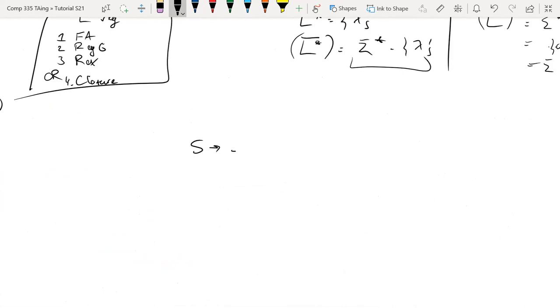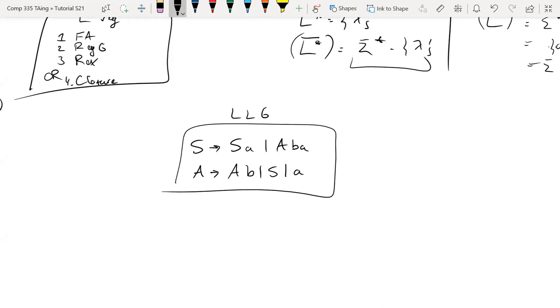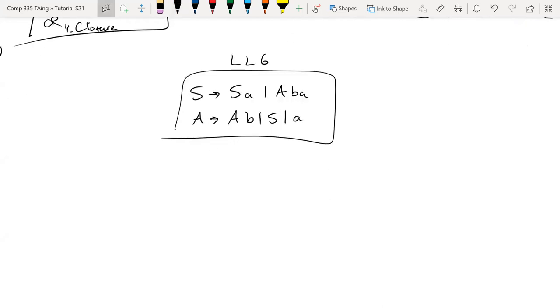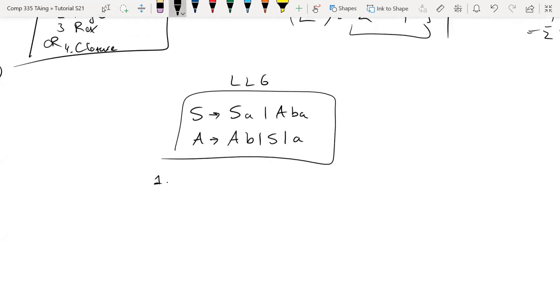Let me come up with an example. So S gives you A, let's say B, or S, or... Okay, so let's say you have this left linear grammar, and you want to convert it to a right linear grammar. So what are the steps? The first step is to reverse the grammar. So you have S gives you A S or A B A, and then A gives you B A S A, right?